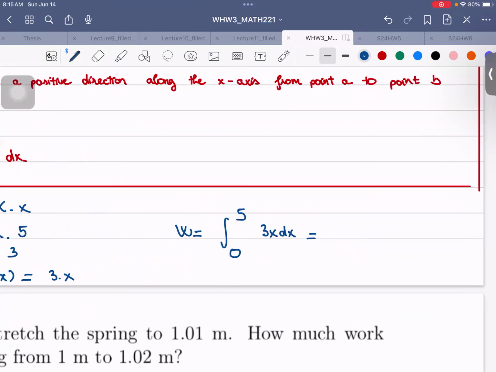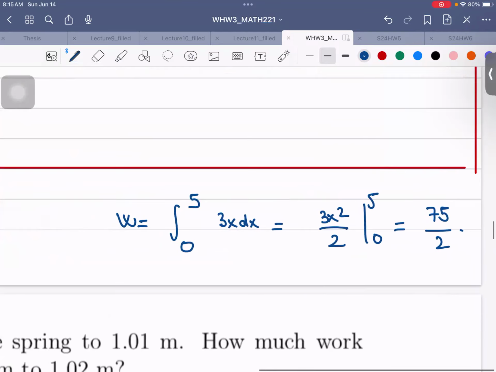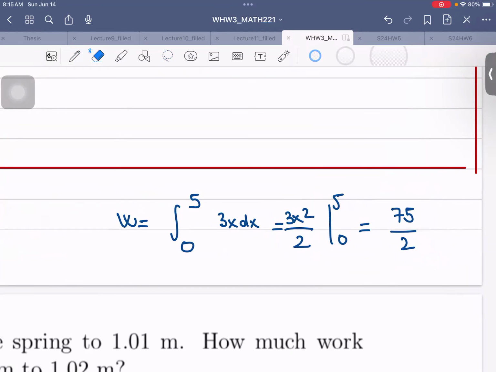The integration of this thing is 3x squared divided by 2. Then you plug in the upper bound and lower bound. When you plug in 0, you just have 0. If you have 5, then you have 3 times 5 squared, which is 75, so 75 divided by 2. So this is the amount of work, and the unit for the work is foot-pounds.